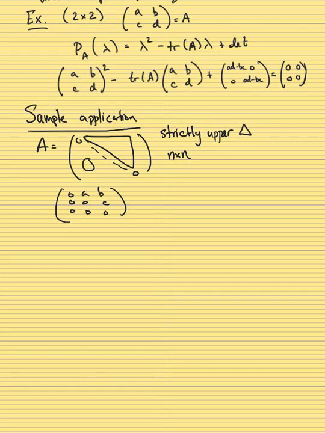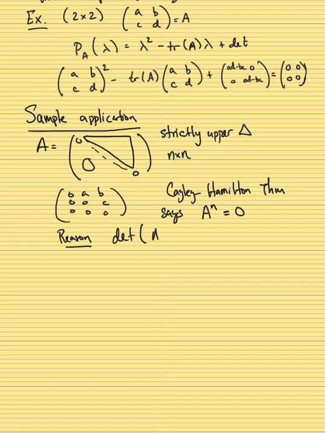Then the Cayley-Hamilton theorem says that a power of this matrix has to be 0. It says A to the n is equal to 0. Of course, it might be a lower power depending on what the matrix is, but certainly if you raise it to the nth power, you'll get 0. And the reason is, what's the characteristic polynomial? Well, you're looking at the determinant of A minus lambda I. This is now an upper triangular matrix.